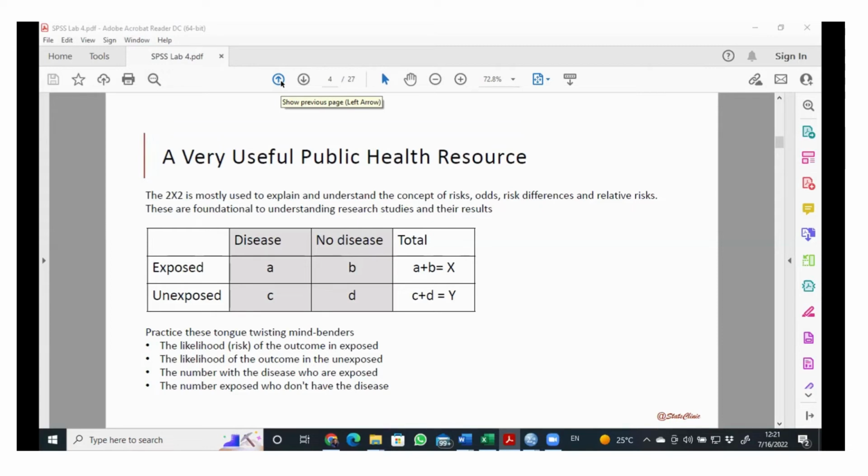So now for those who were not exposed and have the outcome of interest, that is C, and those who did not have the outcome of interest, that's D, but were not exposed, are summed up as Y, that's C plus D equals Y. So the second row total is telling us that Y represents those who were not exposed, whether they had the outcome of interest or not. They were not exposed.